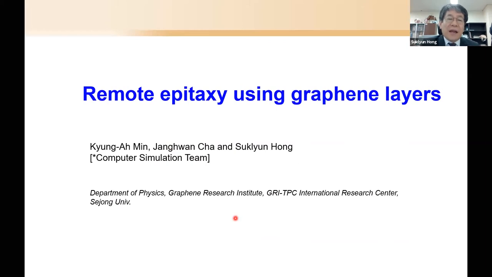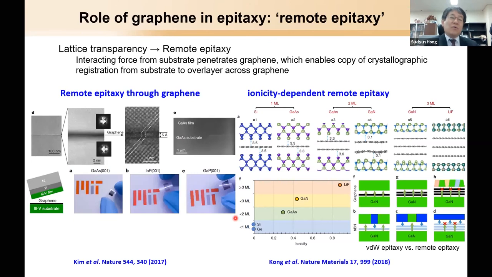This topic is related to remote epitaxy using graphene layers. Here we focus on the role of graphene in epitaxy, either remote homoepitaxy or remote heteroepitaxy. Remote epitaxy uses the lattice transparency of graphene. In remote epitaxy, the interacting force from the underlying substrate penetrates graphene up to the overlayers.